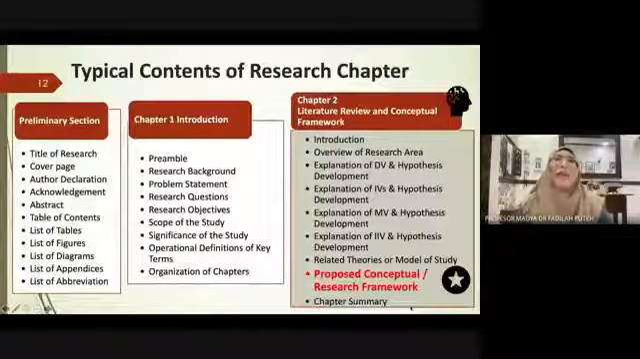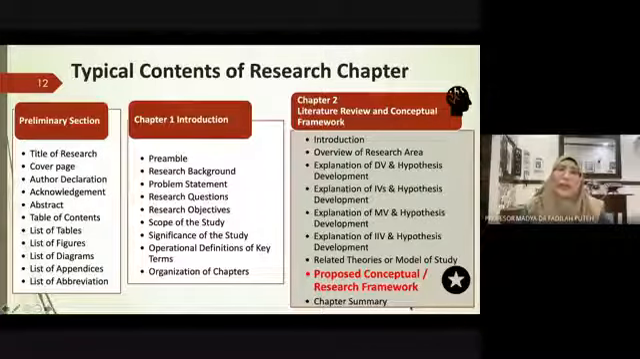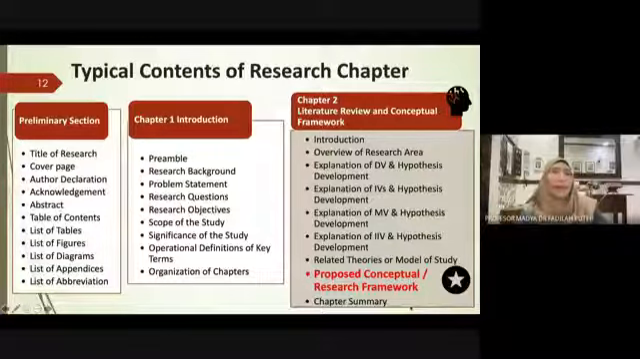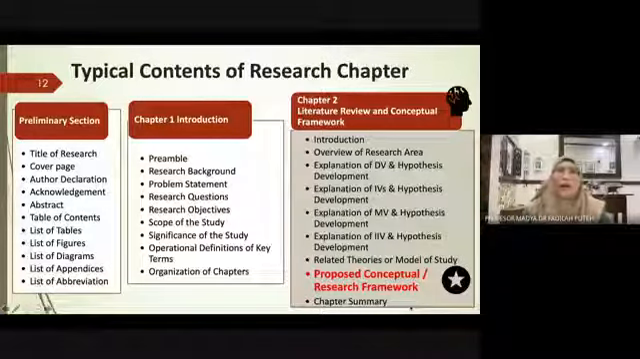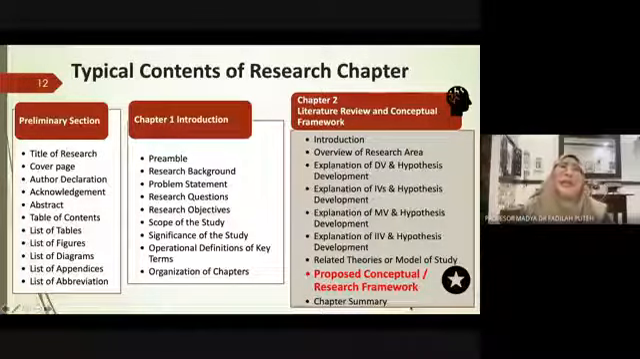Okay, let's take a look at the typical contents of a research chapter. What I'm sharing with you is the contents of the research chapter in the social science sphere. I believe that in other disciplines, other areas, the contents of the research chapter might be different. But since my faculty and your faculty are basically more or less the same, I believe that these are the typical contents of the research chapter that every student needs to go through.